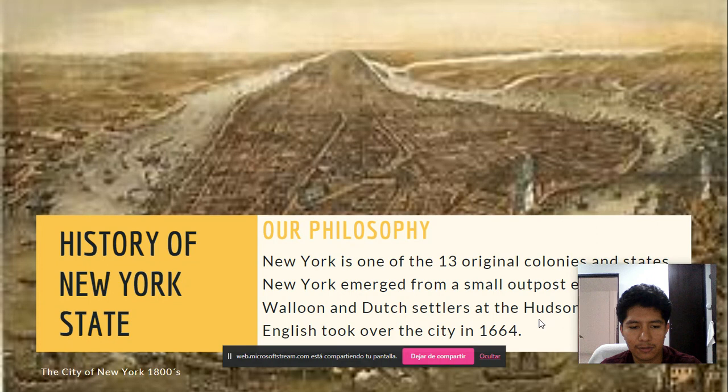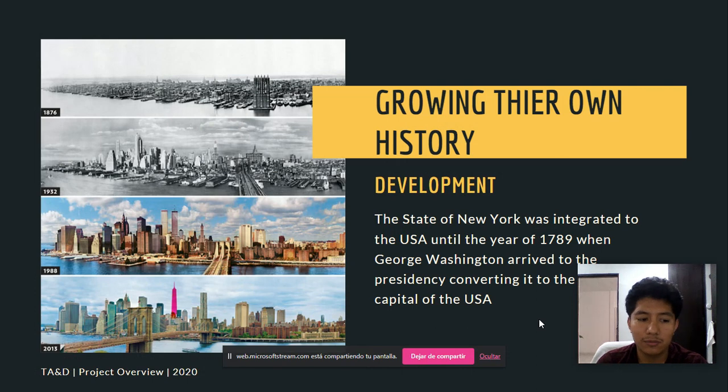So first we have the history of New York State. From the beginning it was one of the 13 original colonies and states. New York emerged from a small outpost established by Walloon and Dutch settlers at the Hudson River, where the English took over the city in 1664, and shortly after it became a royal colony.